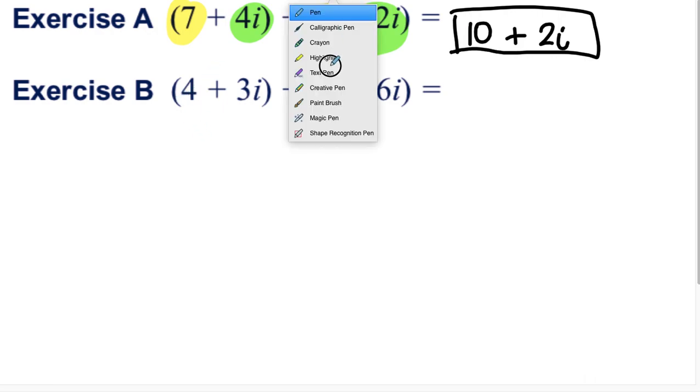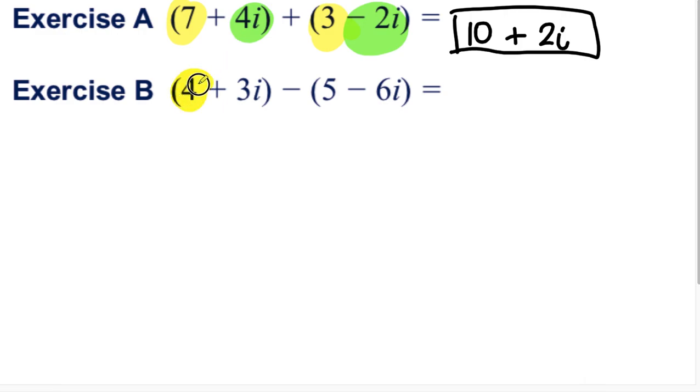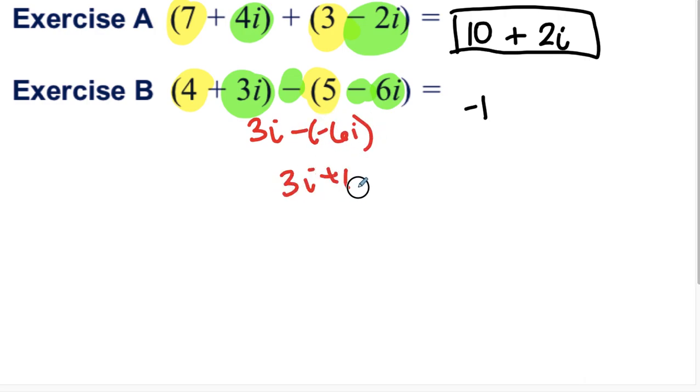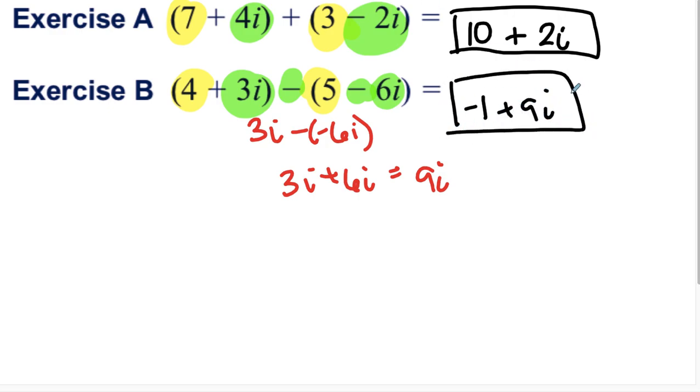So again, we want to get our real components together. So this is 4 minus 5, and 4 minus 5 is negative 1. And then we want to get our imaginary components together. We have 3i minus a negative 6i. I'm going to write that down: 3i minus a negative 6i. That's going to end up being a plus 6i. So together, that's going to equal a positive 9i. All right, so together, your final answer is negative 1 plus 9i.